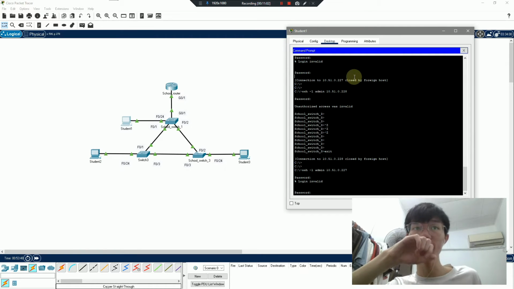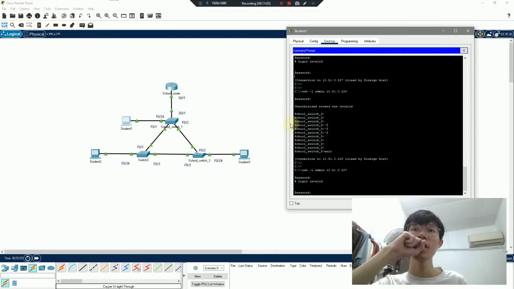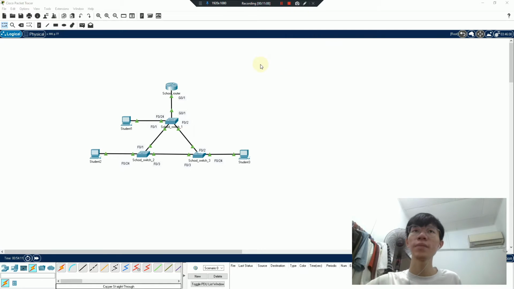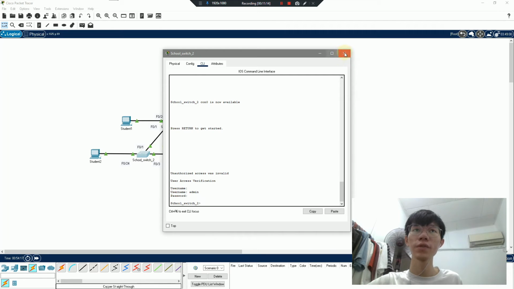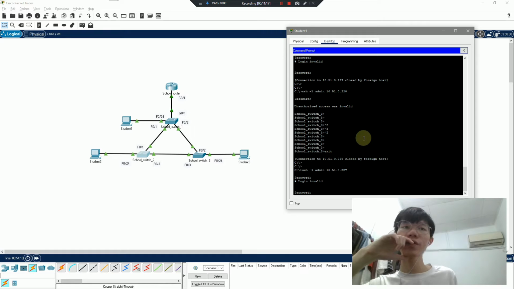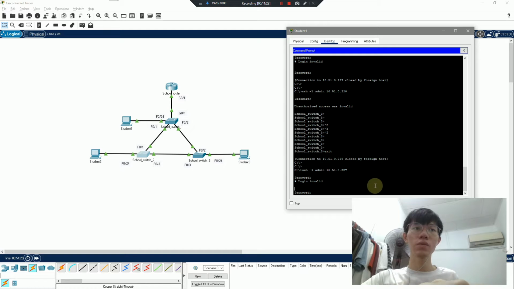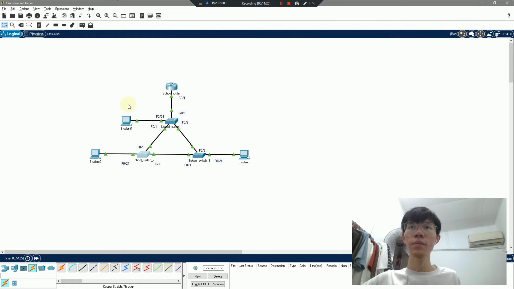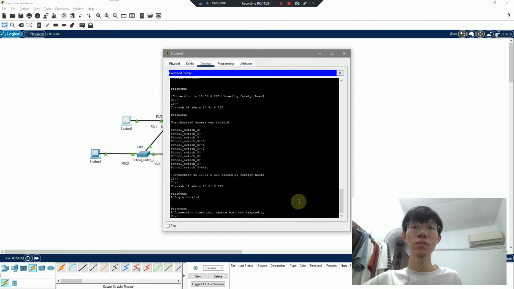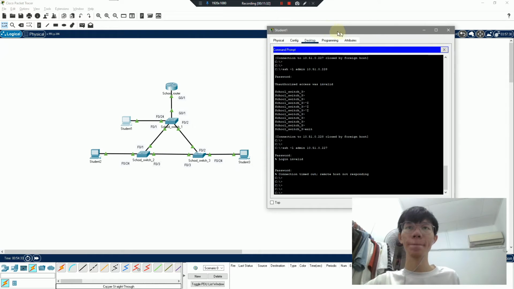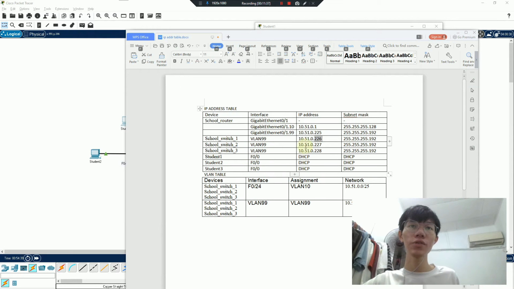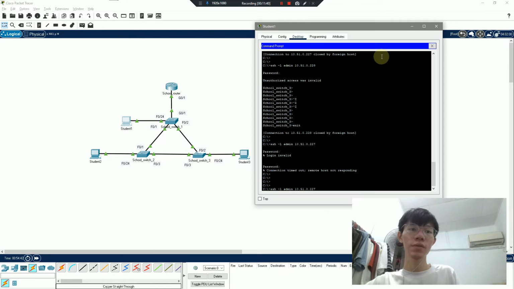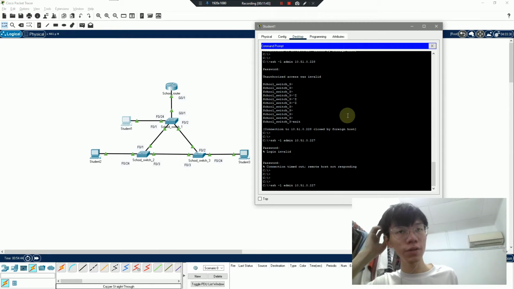Okay, so next is for the school switch 2. So 227 is for the switch 2. So try to ping, SSH to the switch.